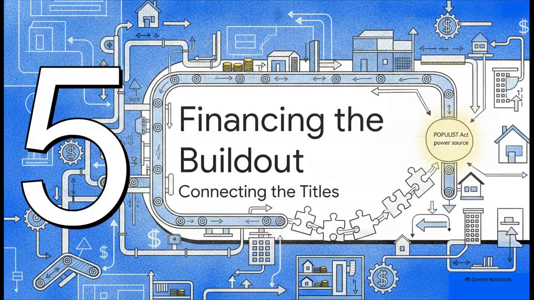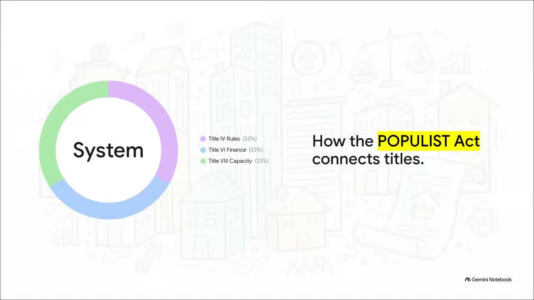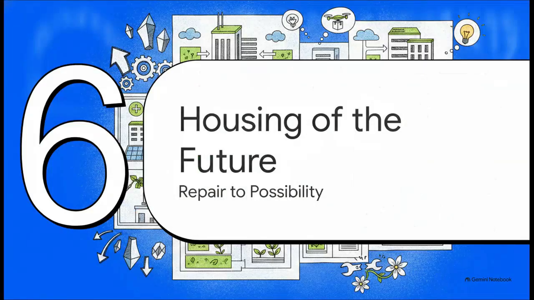Okay, Section 5, Financing the Build-Out, connecting Titles 4, 6, and 8. Think of the whole package as a giant engine with three main gears. Title 4, which we've been deep diving into, changes the actual rules of the housing system. Title 6 helps finance it through a national infrastructure bank. And Title 8 provides the muscle, expanding our industrial capacity to build modular housing and materials through a strategic public production corporation.